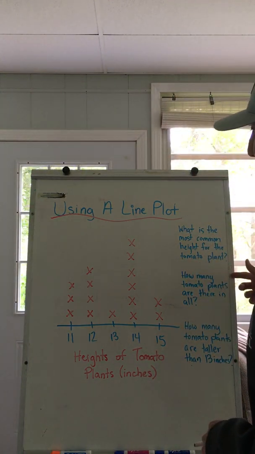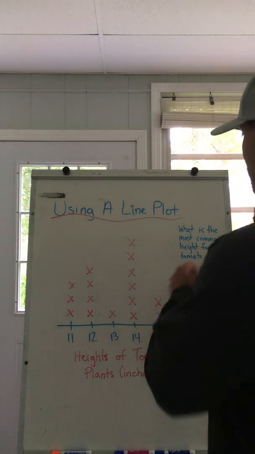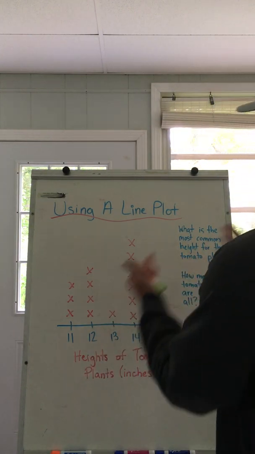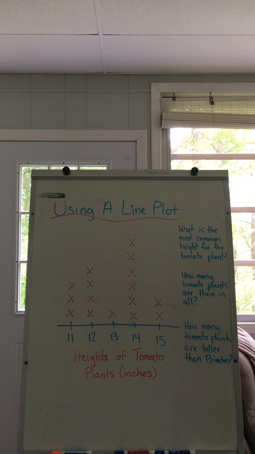Now let's take a look. We have some questions over here on the side. So let's read those and see if we can use this line plot to answer these questions. So the first question is, what is the most common height for the tomato plant? Looking at this line plot, how would I find the most common height?